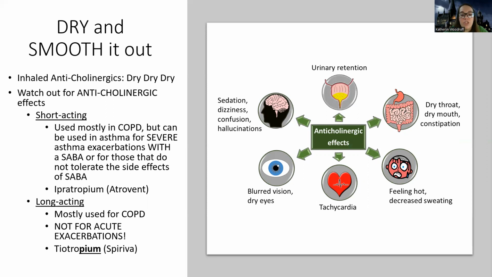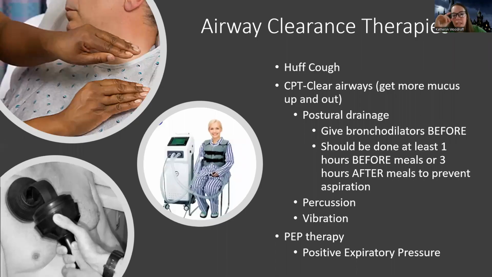It can definitely have changes to your heart rate. It can increase your heart rate. It can also cause problems with your vision, etc. People can complain of dry mouth. You can give them lozenges and stuff like that if that's an issue for them. But do really look for these, especially the urinary retention, because we do not want a bladder that explodes. So let's talk about airway clearance techniques.